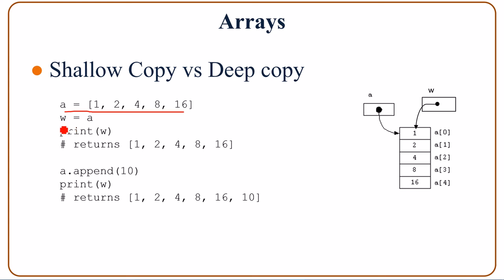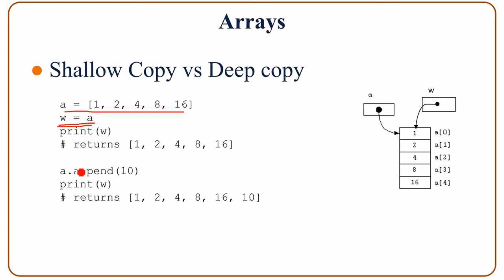And later we create another variable, namely w, and we assign w to a. So this means that w now stores the same memory address of the array. So a and w now point to the same array in the memory. If we print w, we get the same array.